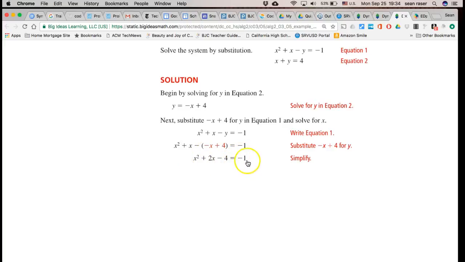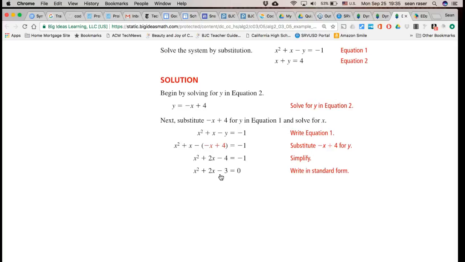Remember, before we use any of our methods, we have to get all of our terms on the same side. So let's go ahead and add 1 to both sides. So now we have it in standard form, x squared plus 2x minus 3. Now, remember, we have lots of different methods. We can factor, we can complete the square, we can use the quadratic formula. Any of these will work.